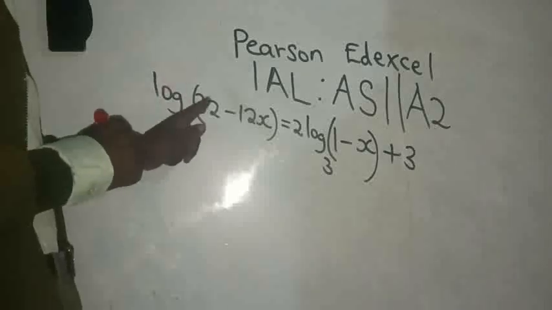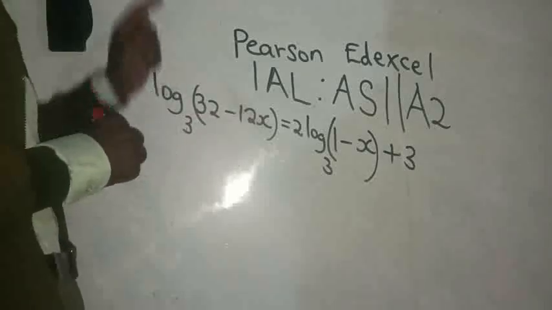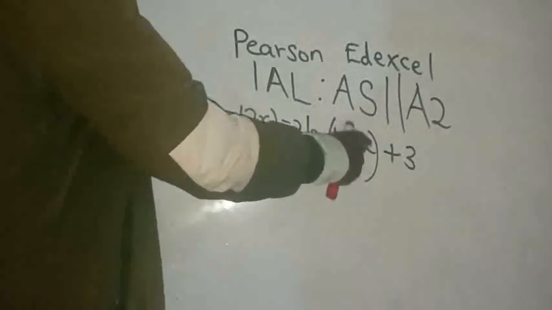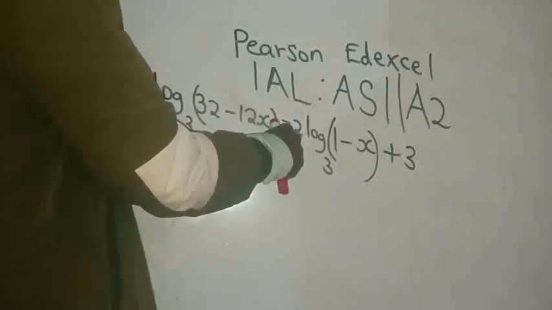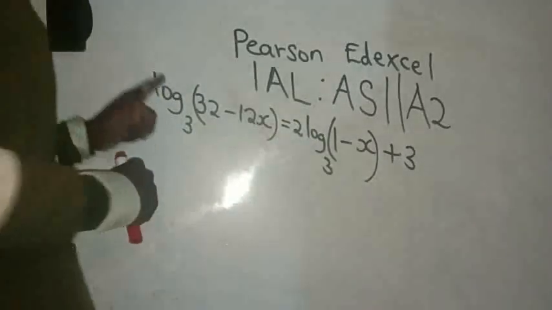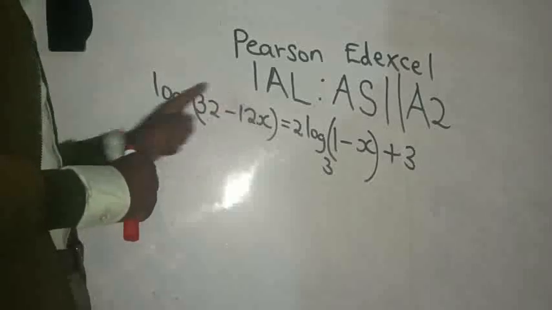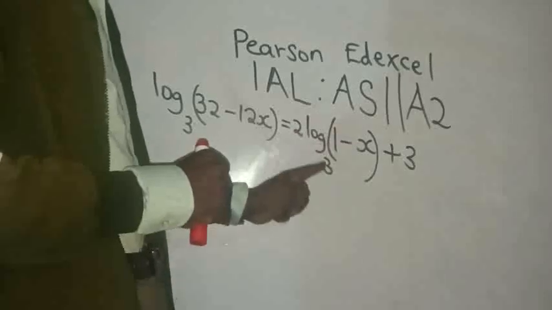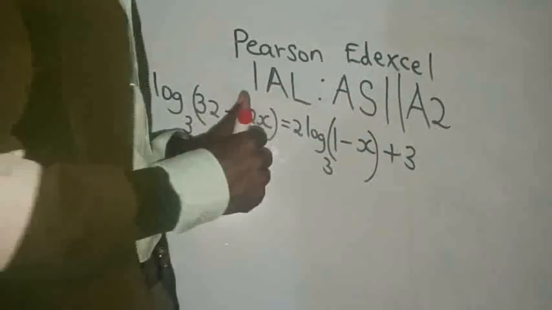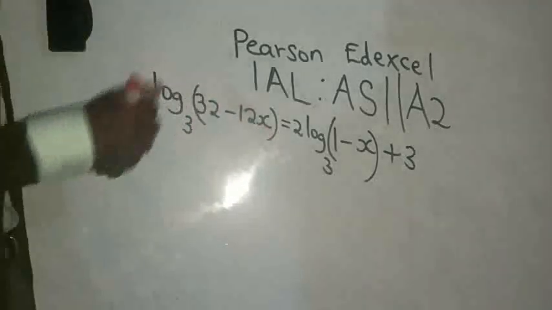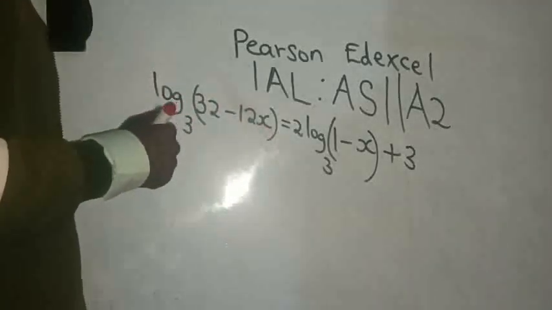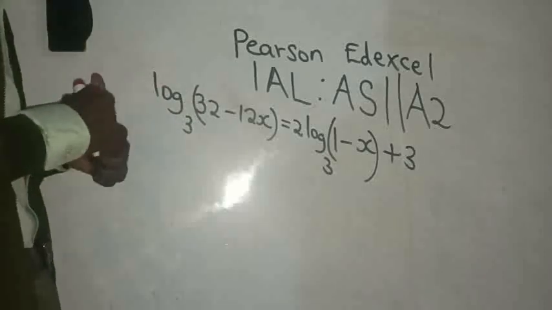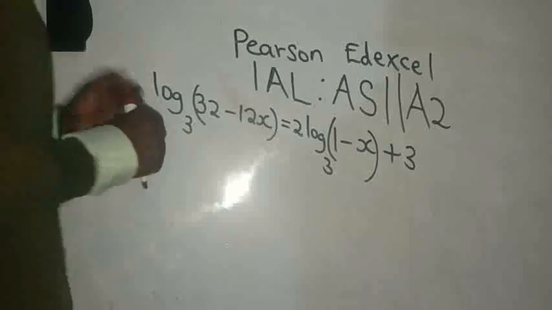Log 32 less 12x to base 3 should be equal to 2 log 1 minus x to base 3, then plus 3. This question carries 5 marks. We are supposed first to confirm that logarithmic identities or notations are captured in our working so that we can arrive at the final answer.